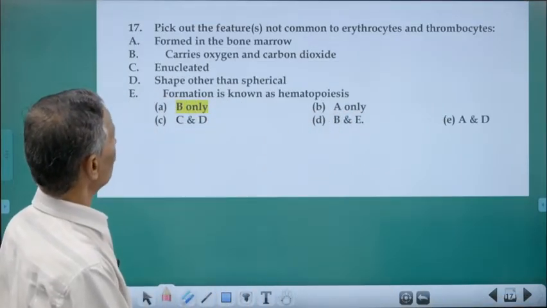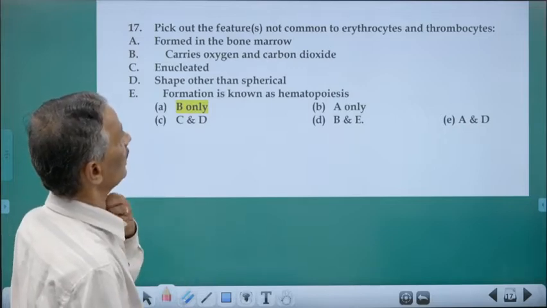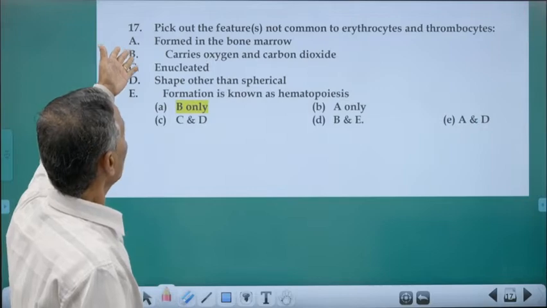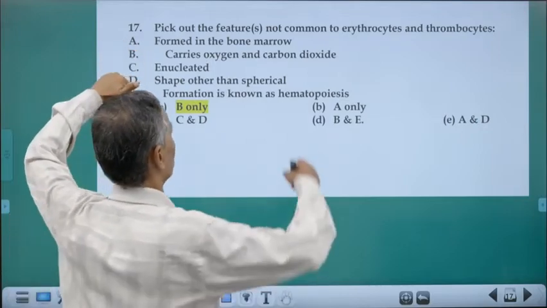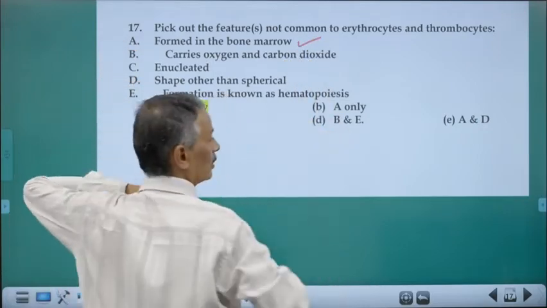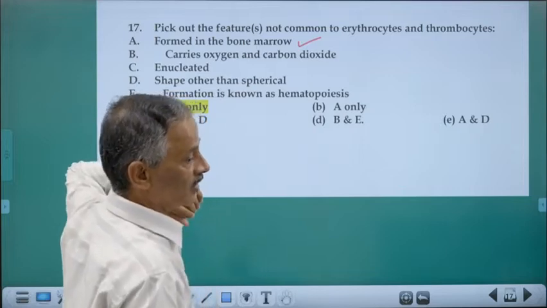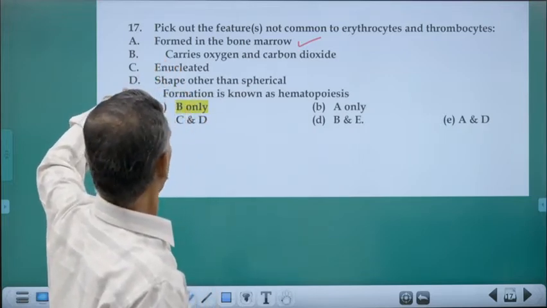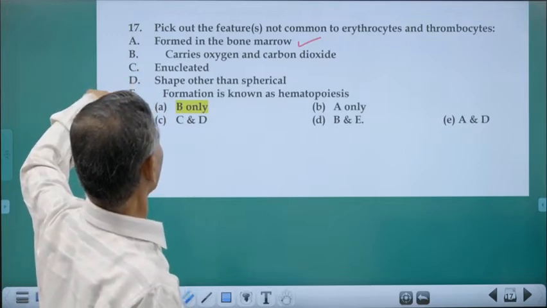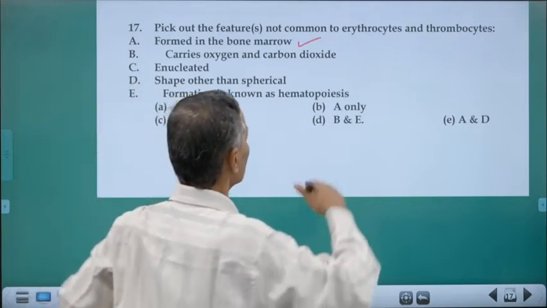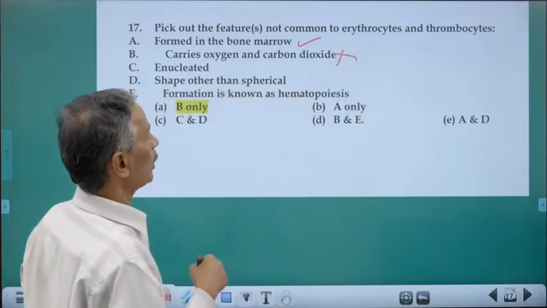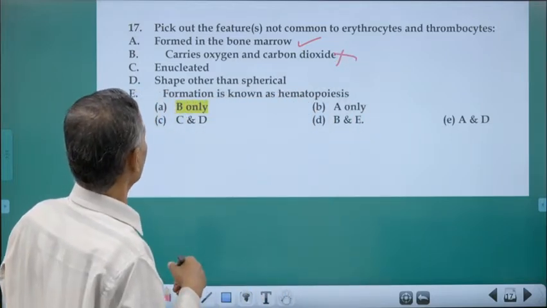Pick out the features not common to erythrocytes and thrombocytes. Both of them are formed in the bone marrow, correct? All blood cells, hemopoietic stem cells are giving rise to RBC and WBC. And thrombocytes carry oxygen and carbon dioxide? No, thrombocytes are having no such role. They are having a role only in blood clotting, no role in transportation of gases.